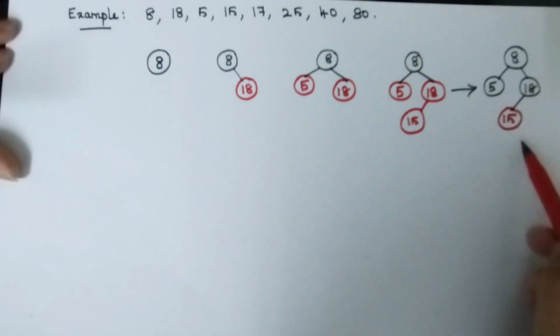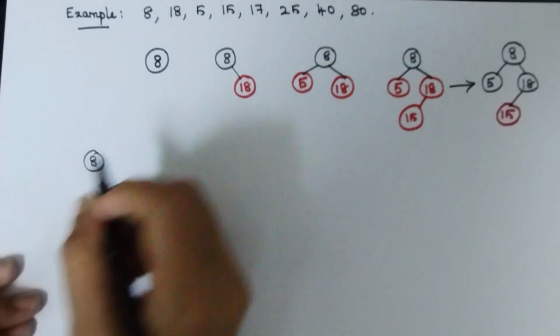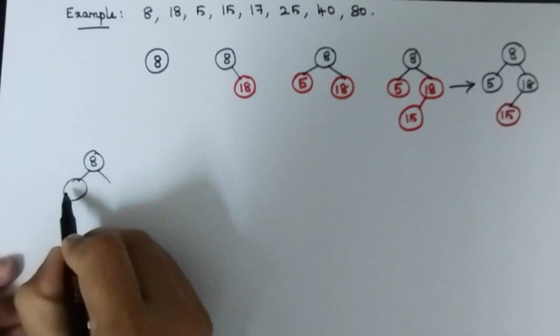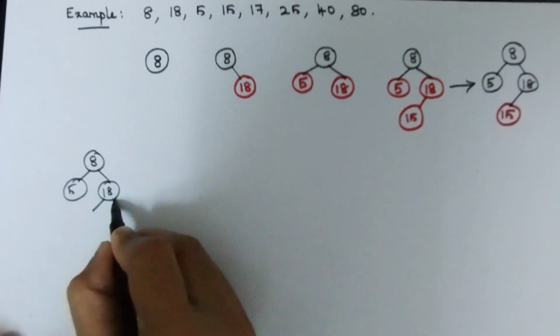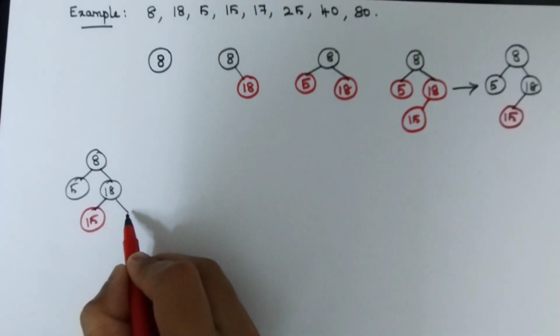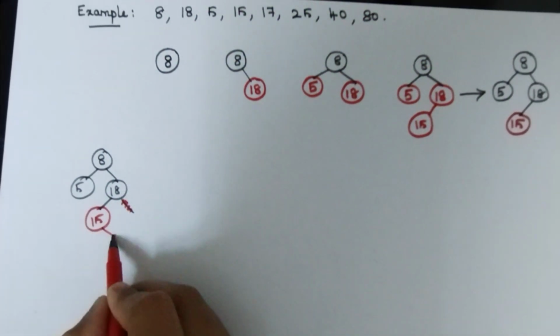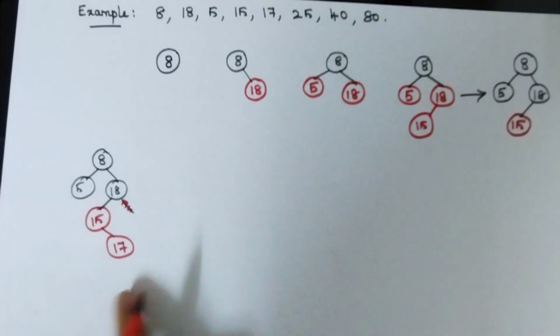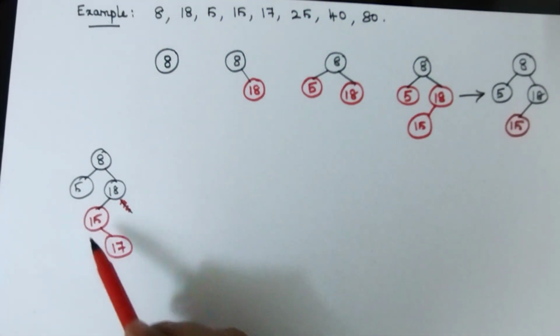So now place the value 17 to the right of 15. If you insert 17, how will it be inserted? Here it is 8 and here it is 5. Here it is 18. And on this side it is 15, already in red. Sorry, not this side: left of 15 and right of 15, that is 17. Now 17 will be placed here, which is also red in color. Now again if you check, it is violating the property because there are 2 consecutive reds here.